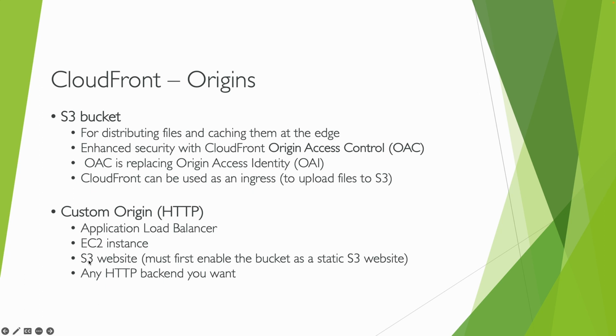This is also used with S3 websites. We have created some S3 websites, right? We can also cache the S3 website responses, and to do that, first the S3 bucket must be enabled as a static S3 website. Any HTTP backend you want, any HTTP requests you create in your EC2 instance or load balancer or anything, you can get it to the edge locations and make it available fast for the people in and around those edge locations.